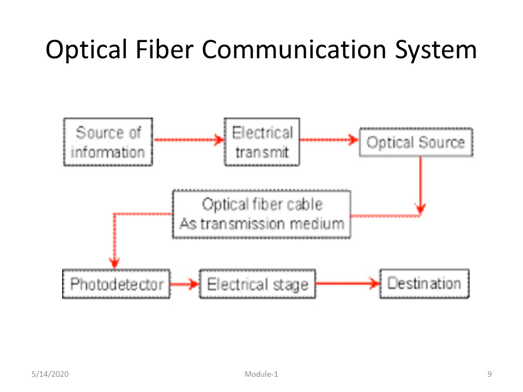Photodetector receives the light signal information and converts the light signal into an electrical signal, and that will be transmitted further in the receiver side, and it will reach the destination. So this is the optical fiber communication system. The optical source we are going to study in module 3.